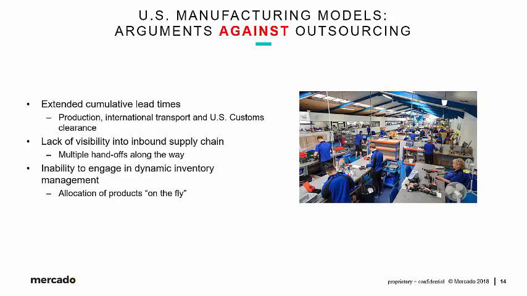Last point on this slide, the inability to engage in dynamic inventory management. We had defined dynamic inventory management as the allocation of goods on the fly as goods are moving. If we don't have as much visibility, the allocation of products on the fly becomes more difficult. And in today's world, the ability to allocate goods based not only on forecast, but actual demand signals is really important. It can be done in an outsourced environment, it's just more complicated.